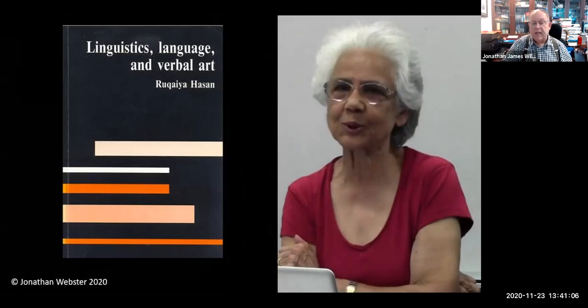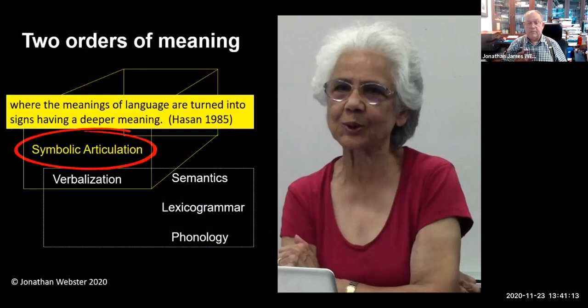Remember what Hasan was saying about language and what it tells us about verbal art. The idea that there are two orders of meaning. The idea that you have the way we speak and what we're speaking about, but then added to this another layer through something she calls symbolic articulation. And unpack that. What does it mean? Articulating, expressing symbols. And what are symbols? Symbols are metaphors.